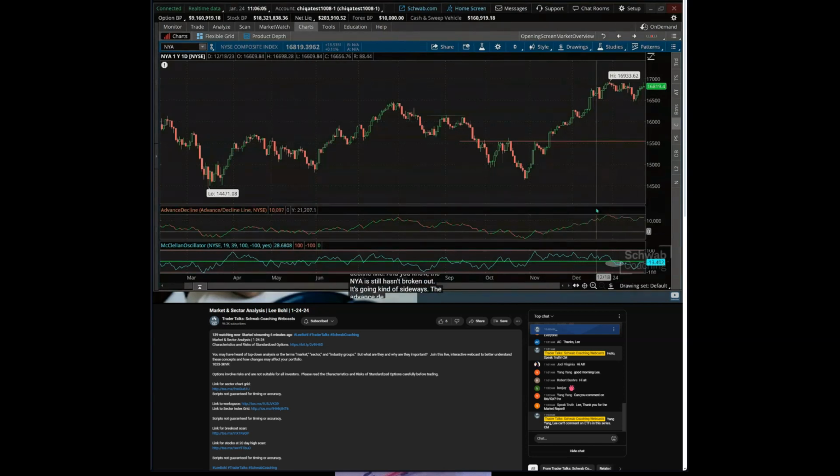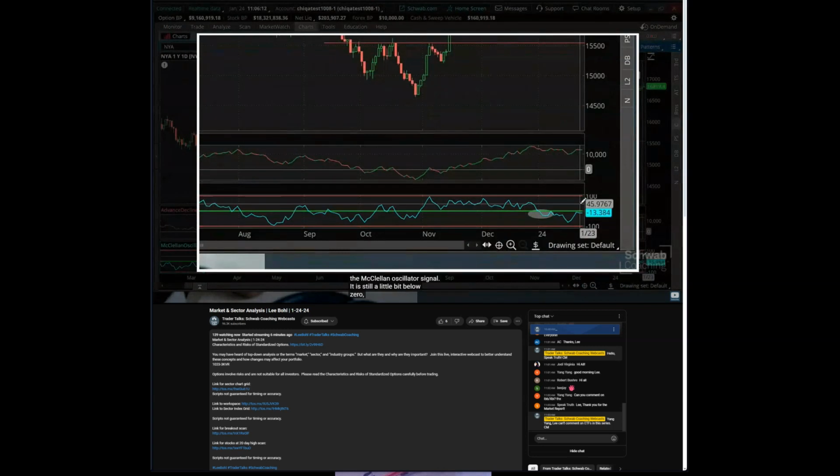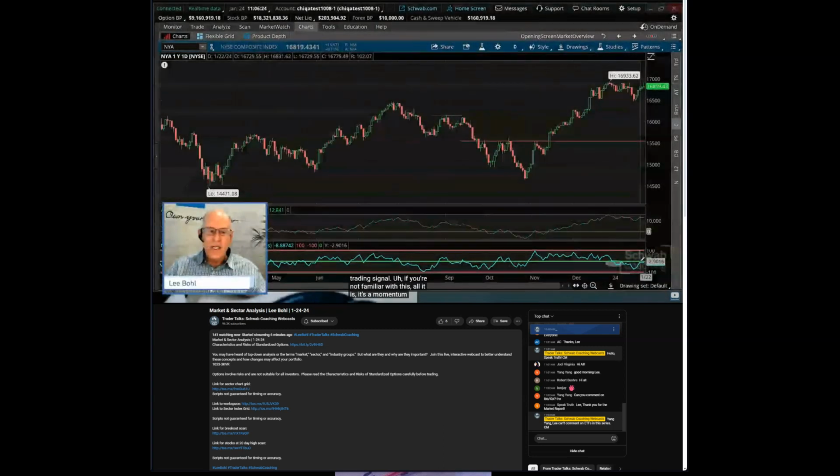What we look for is the McClellan oscillator signal. It is still a little bit below zero, but it has improved. All right. Now, some traders use the improvement as a potential trading signal. If you're not familiar with this, it's a momentum measure of the advance to decline line, okay? What it really does is simply apply the MACD formula to this data series in here, all right? So some traders, when we turn back up, might have used that as a potential buy signal.